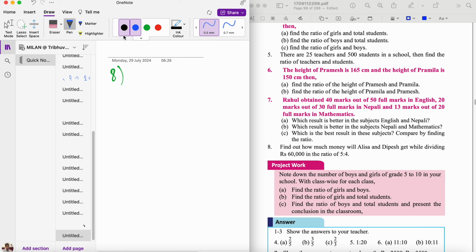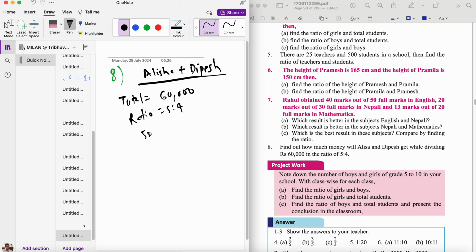Then number 8. Find out how much money Elisa and Deepesh will get while dividing 60,000 in the ratio. Elisa, there are two persons, Elisa and Deepesh, maybe they are boyfriend and girlfriend. Find out how much money each will get when dividing. The total they get is 60,000.